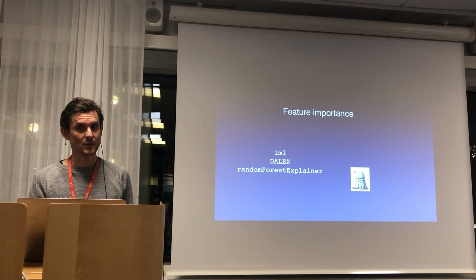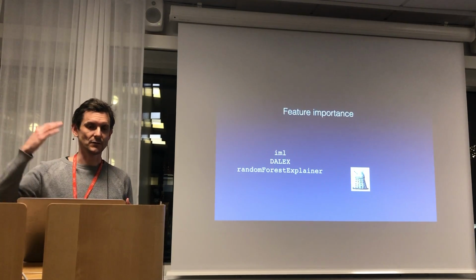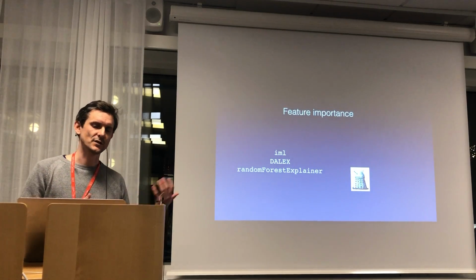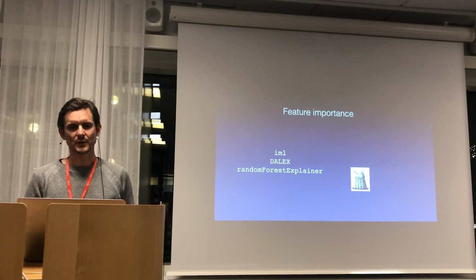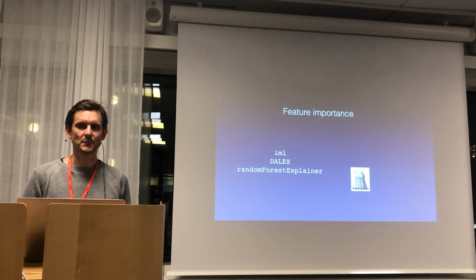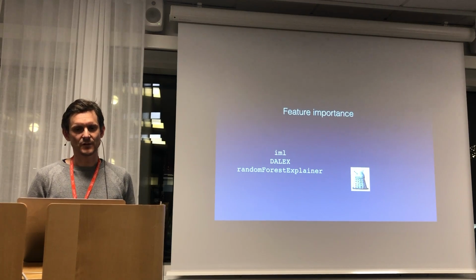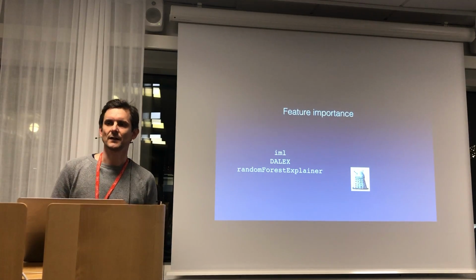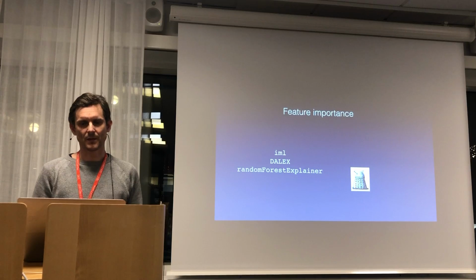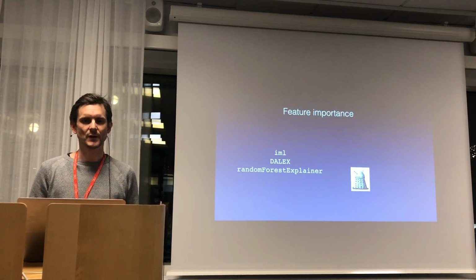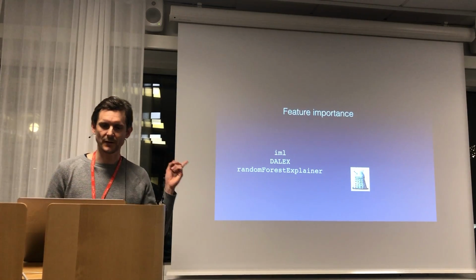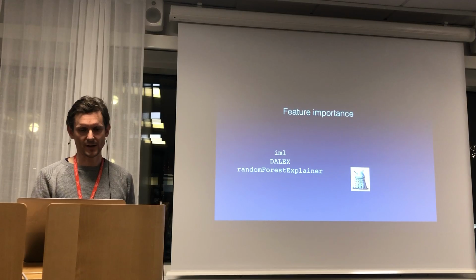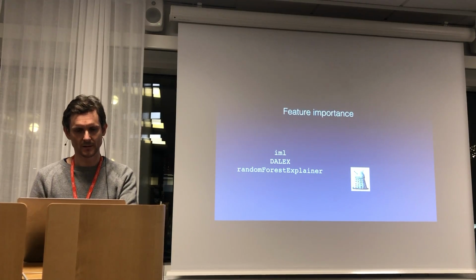So let's look at some code. I'm going to go through some of the things that I showed in the previous slide, with different kinds of explainability. Feature importance is the first one, and there are many packages that do that in different ways, but some of them are IML that I mentioned, DALEX, and Random Forest Explainer.